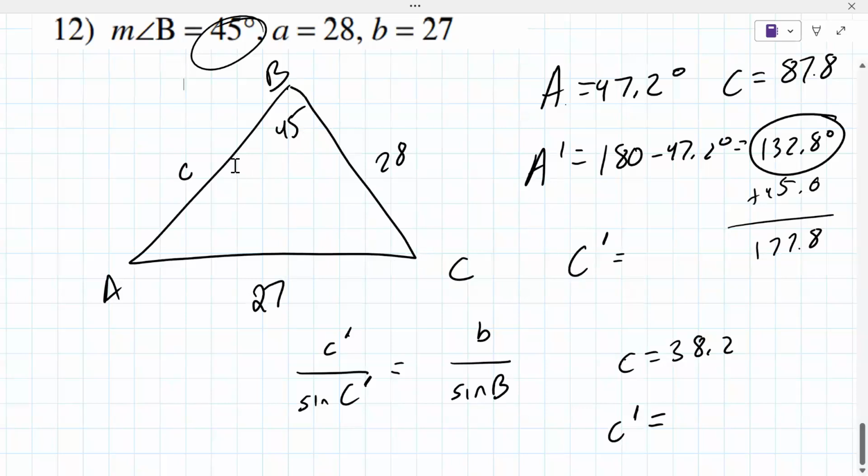It's 2.2 degrees. Yes. So now you have to solve for C prime. You have to use big angle C, so that 2.2. So you're doing the same calculation you just did for the 38.2, except you're using that big angle C there.